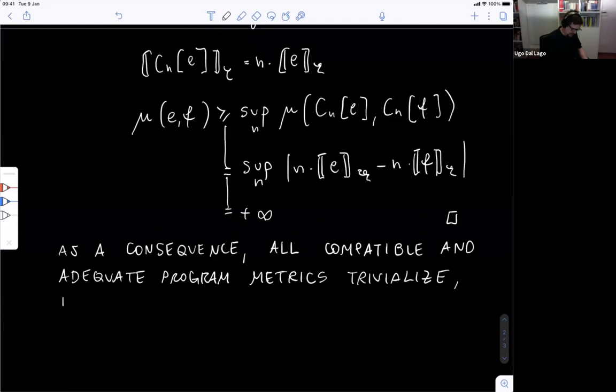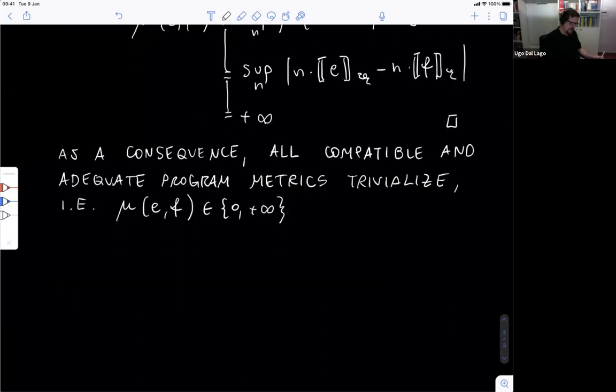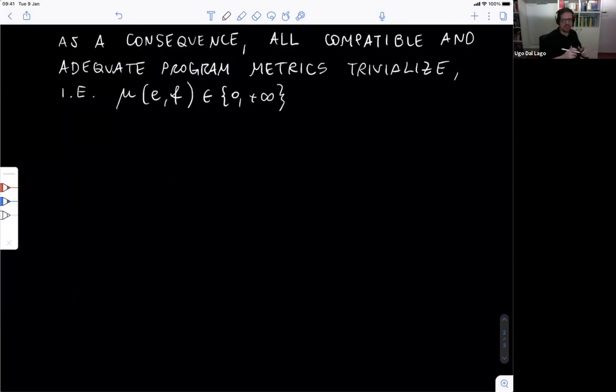Meaning that UEF is either zero or plus infinity. This is not an interval, this is a set with two elements. This is what I mean. So, does this mean that we are kind of lost, that we cannot do anything? Not at all. But we kind of need to change the playground a little bit.